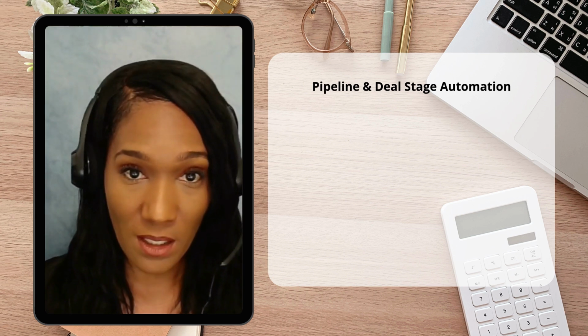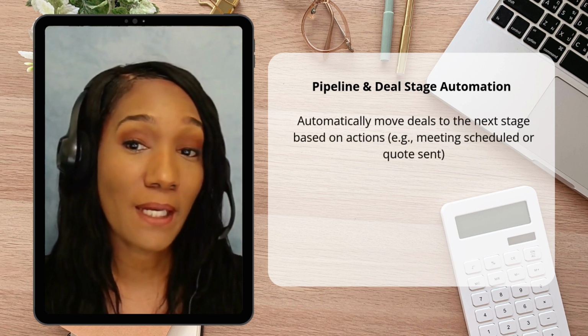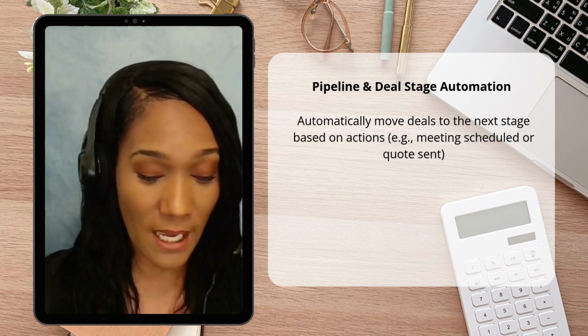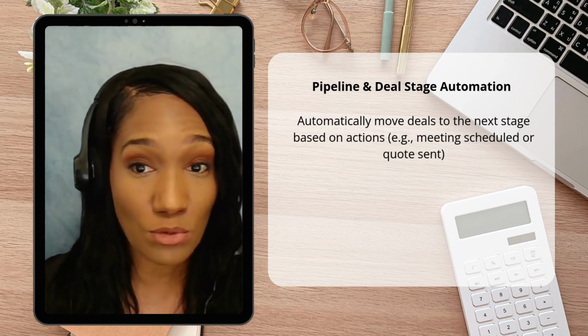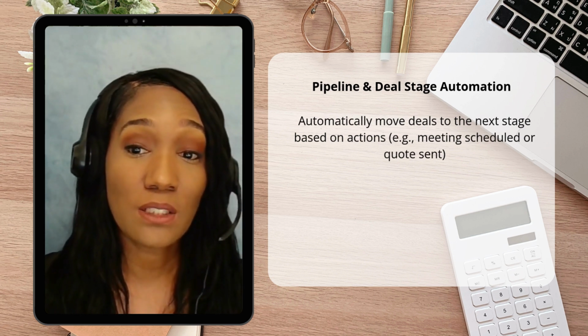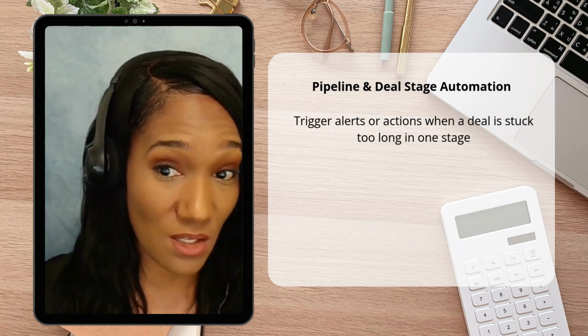The third way is with pipeline and deal stage automation. This is where you automatically move deals to the next stage based on certain actions, and that can be meeting was scheduled or a quote or an estimate was sent. You can trigger alerts or actions even when a deal is stuck too long in one stage.